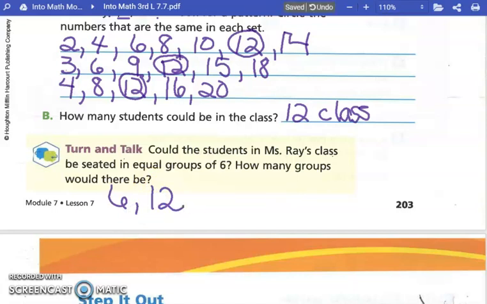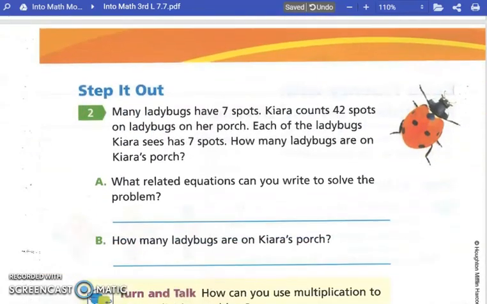Okay, let's go on to the next page. If you need to stop the recording, go ahead. Okay, we have our label wrong here. This should be students. Okay, let's go on to the next page.